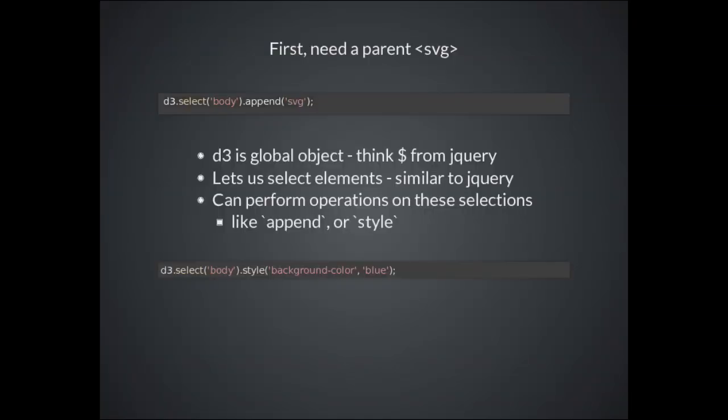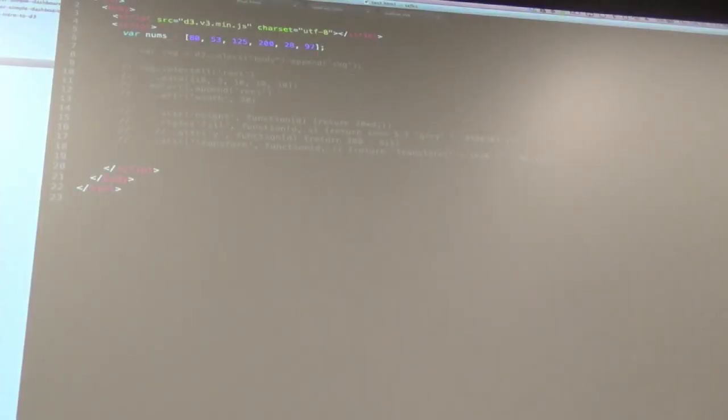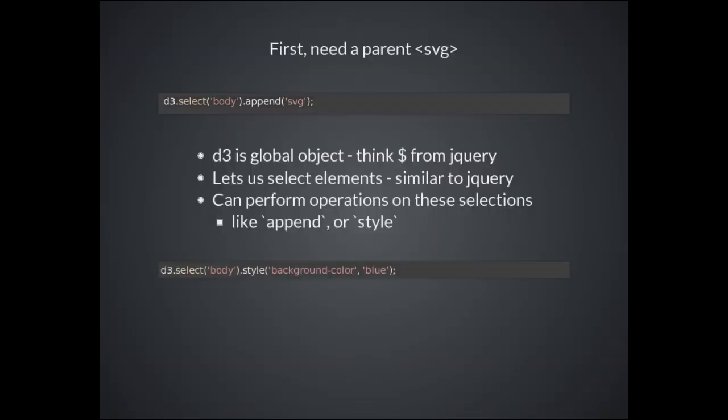What does that look like? Here's the code. d3.select body.append svg. So here, D3 is the global object. If you notice in our code, up here, the first thing we do is reference a copy of the D3 library. And once the browser executes that, it gives us access to this global variable, D3. And this is how we use the library. It gives us some methods, one of which is select.